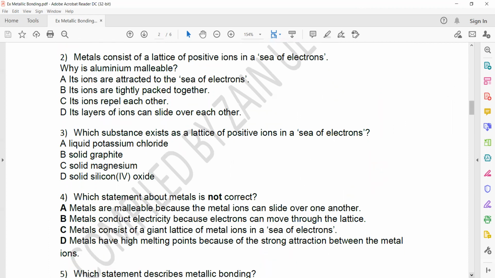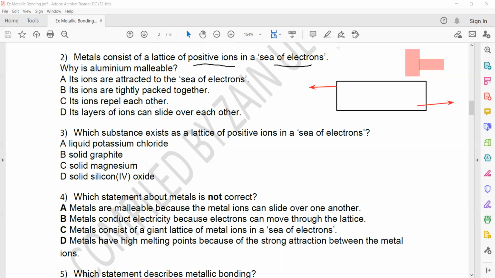In question 2, metal consists of a lattice of positive ions in a sea of electrons. Why are metals malleable? Malleable means we can hammer them into shape. If we have a metal, we can hit it with a hammer and make it into a certain shape. So what is the reason why it can be hammered into shape? Because metals have layers, and these layers can slide over each other. That's why D is the right answer.